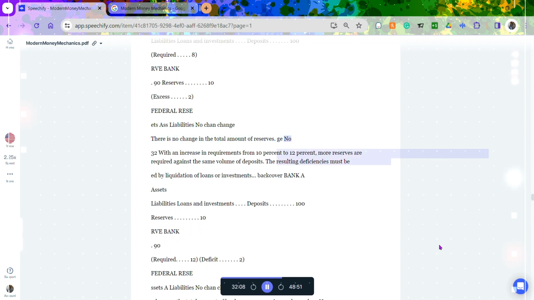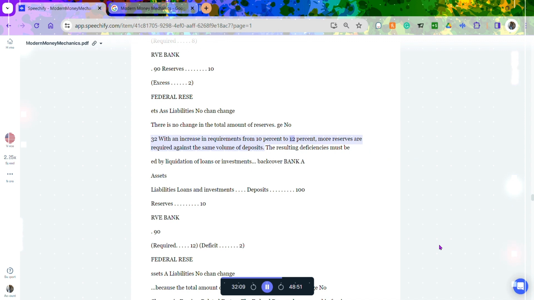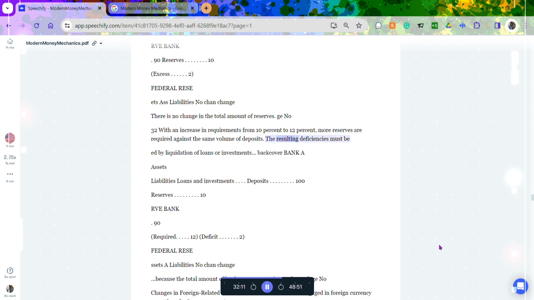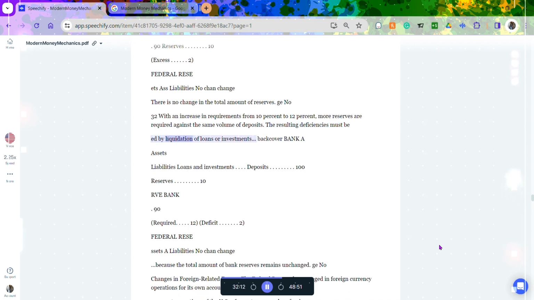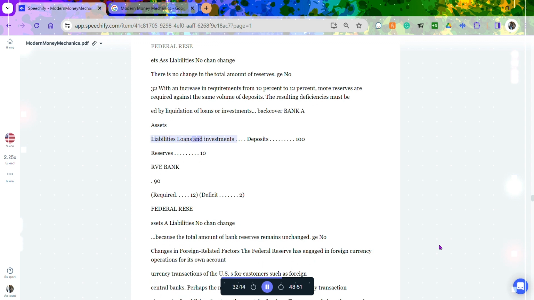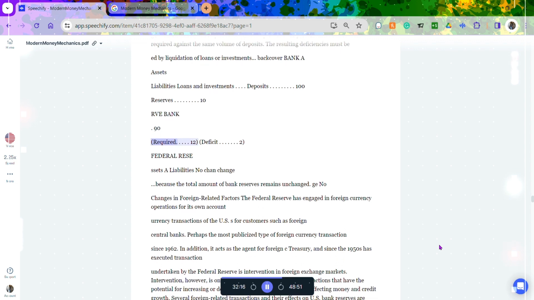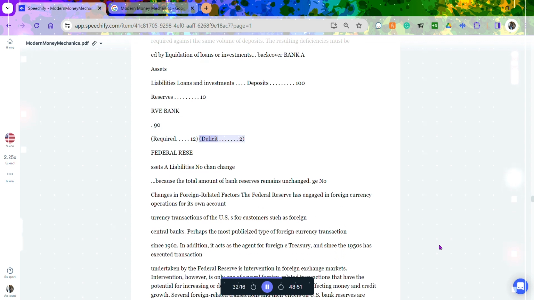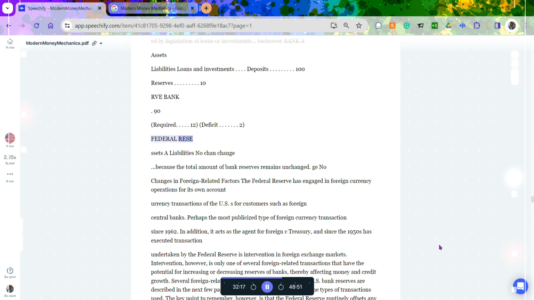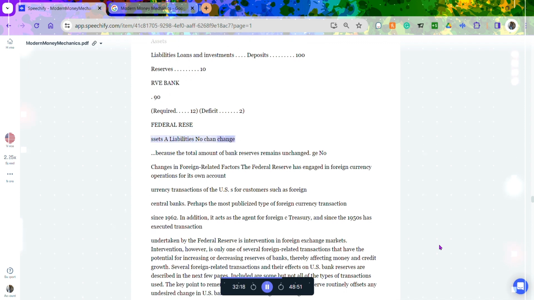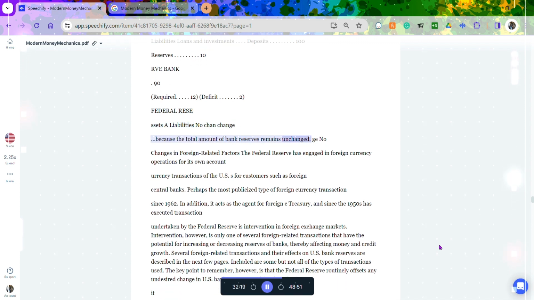Illustration 32. With an increase in requirements from 10% to 12%, more reserves are required against the same volume of deposits. The resulting deficiencies must be met by liquidation of loans or investments. Bank A assets: reserves 10. Liabilities: loans and investments, deposits 100. After the change: required 12, deficit 2. Federal Reserve assets and liabilities: no change, because the total amount of bank reserves remains unchanged.